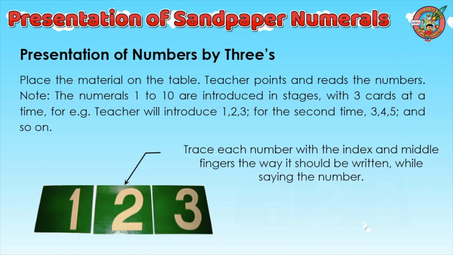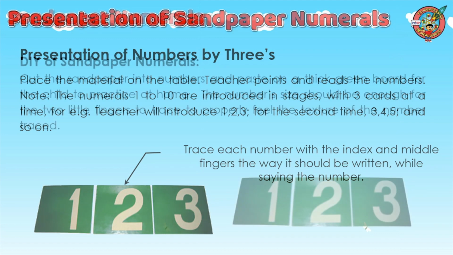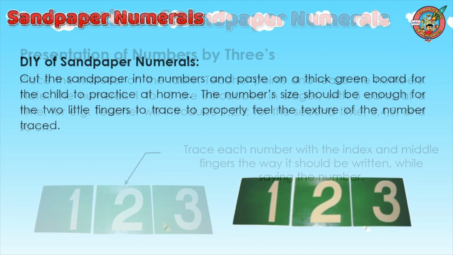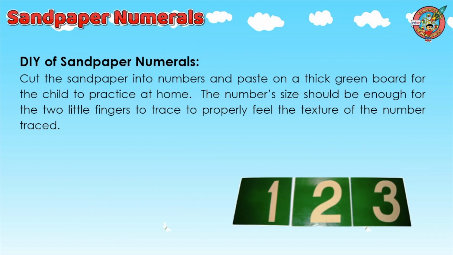Using the index and middle fingers, trace each number the way it should be written while saying the number. Okay, let's create our own sandpaper numerals. Cut the sandpaper into numbers and paste them on a thick green board for the child to practice at home. The number size should be enough for the two little fingers to trace to properly feel the texture of the number traced.